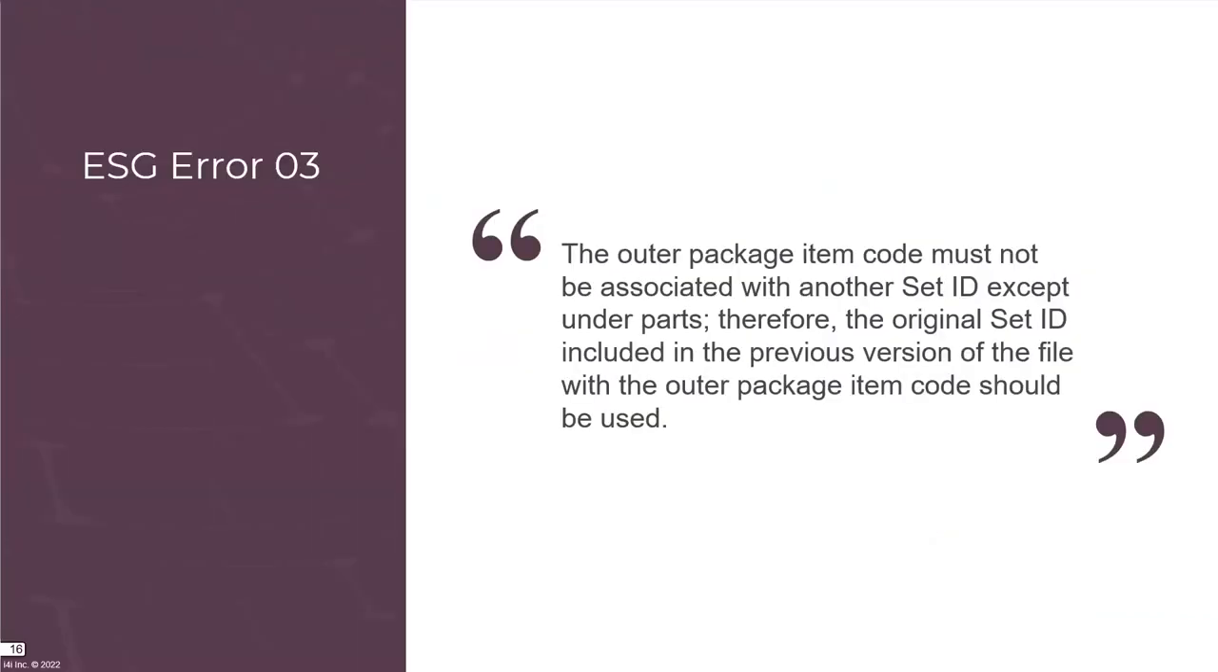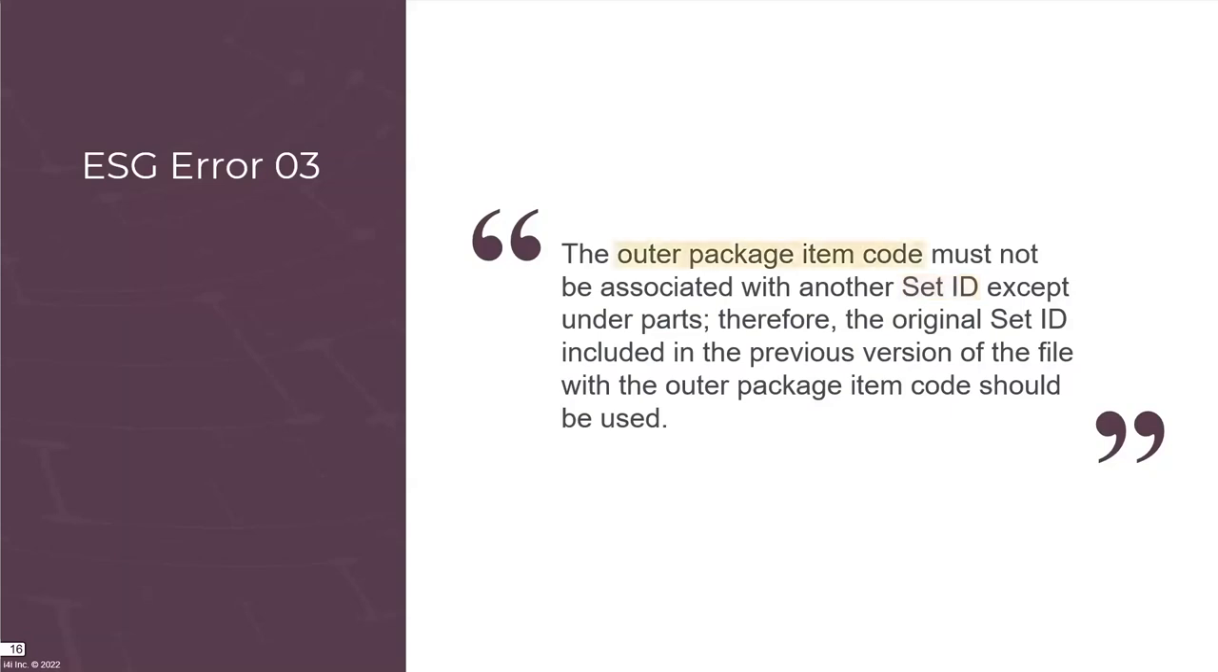Another common error we get asked about is this one. The outer package item code must not be associated with any other set ID except under parts. Therefore, the original set ID included in the previous version of the file with the outer package item code should be used. Now, this error could be a little bit confusing to understand, but we can kind of tell by just reading the error message that it's talking about the set ID mismatch.